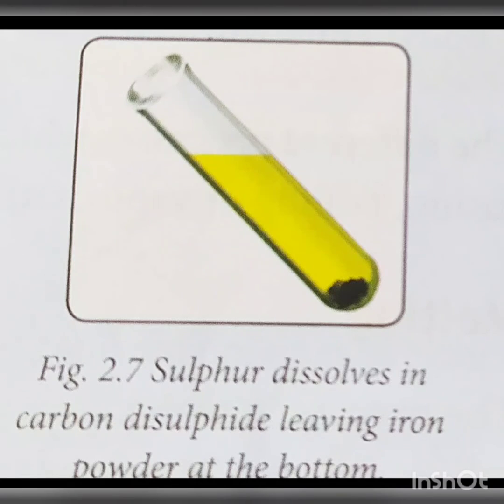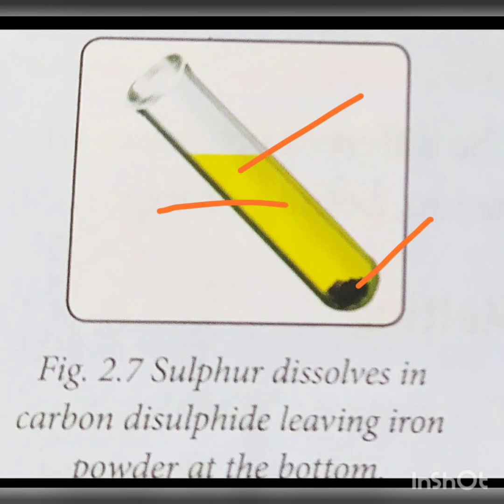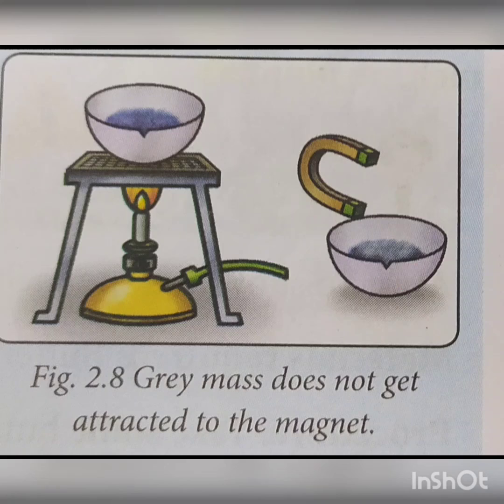Now we will put the mixture of iron filings and sulfur powder in a test tube and add carbon disulfide to it. We will observe that sulfur powder gets dissolved in the carbon disulfide but iron filings do not dissolve. Now we take the mixture of iron filings and sulfur in a porcelain dish and heat it for some time on a Bunsen burner. On heating, a grey mass will be formed.